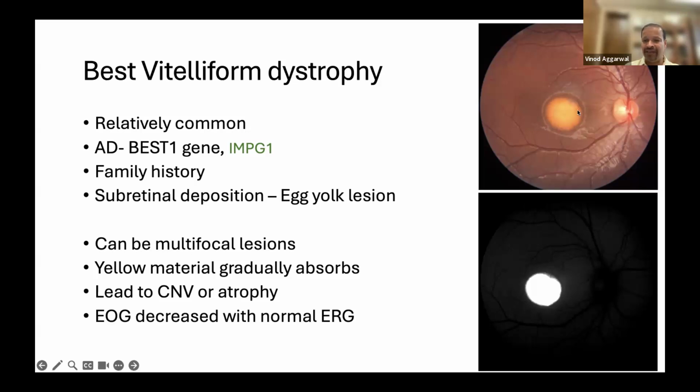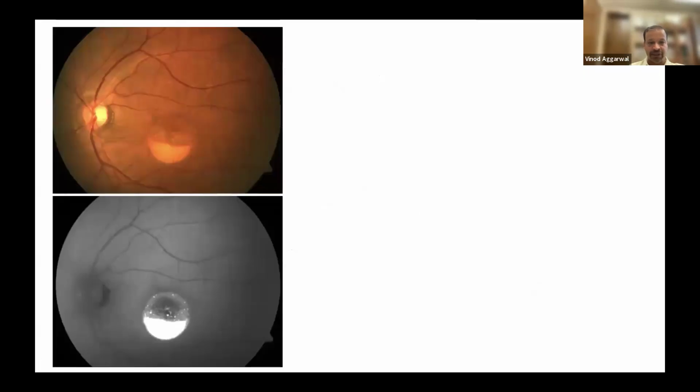This is the typical appearance in the young age, where you see an egg yolk lesion, which is very hyperautofluorescent on AF imaging. Typically, they are singular but can be multifocal. Over a period of time, this subretinal yellow material dissolves, leaving behind atrophy. Sometimes you can get a CNVM as well. Now, typically, we all know that EOG is decreased in these patients with normal ERGs.